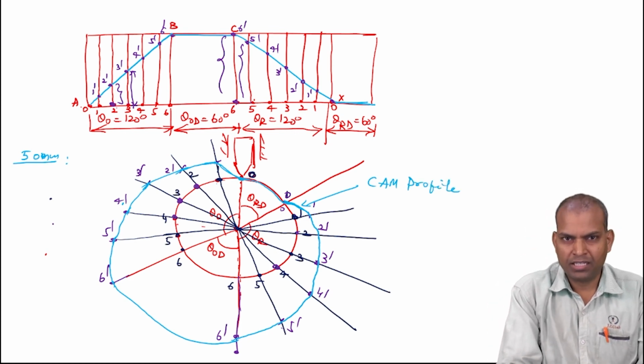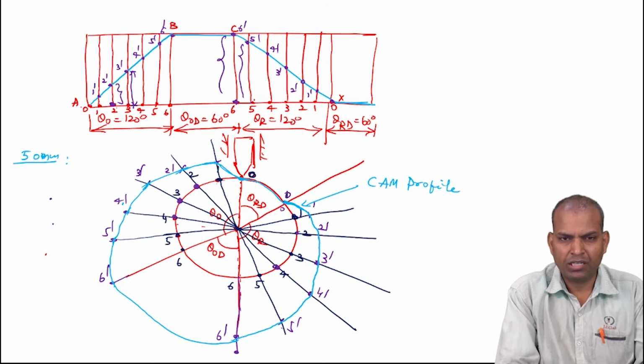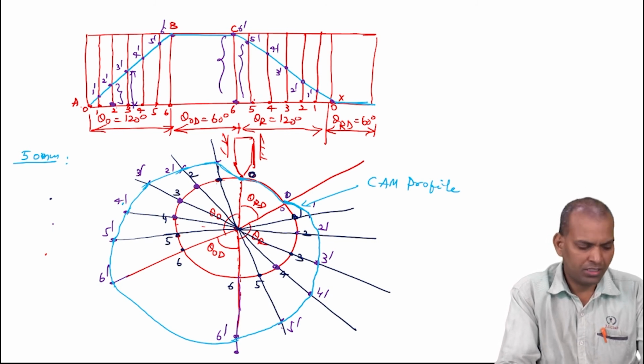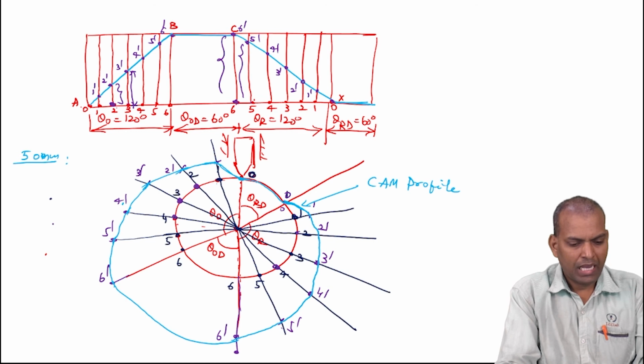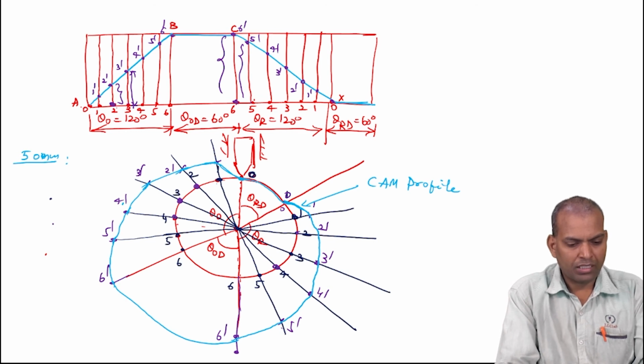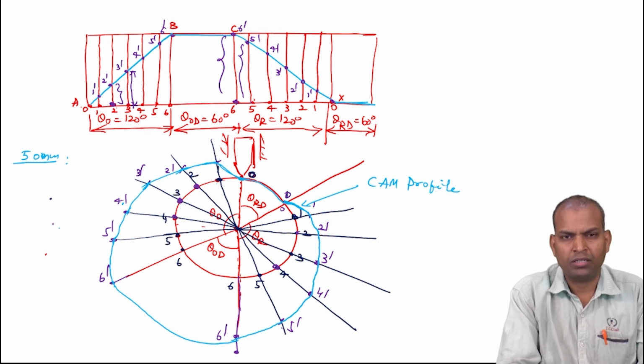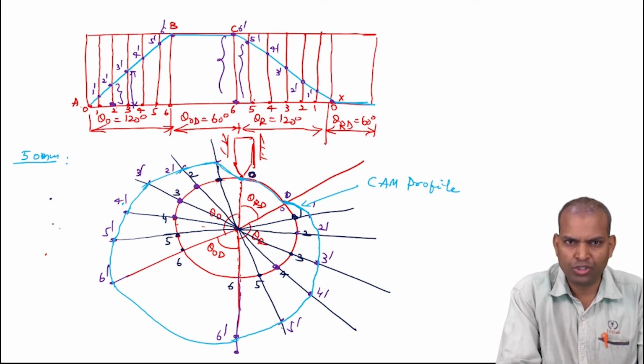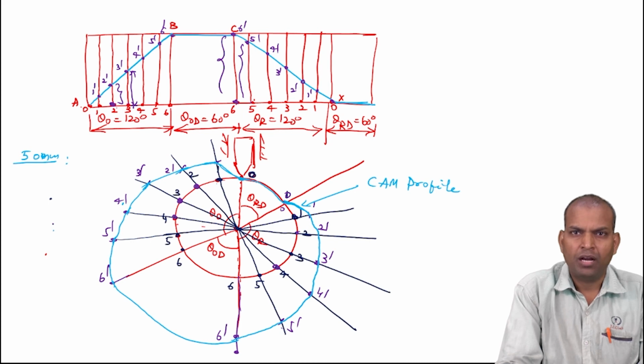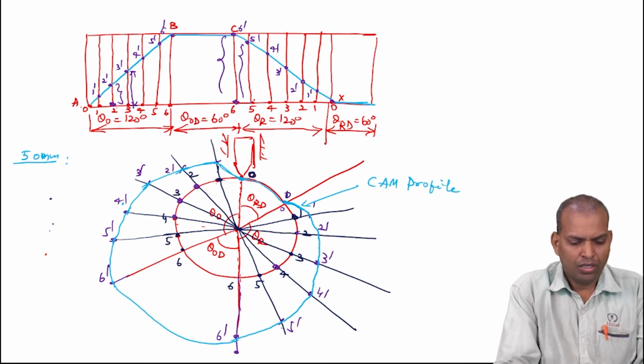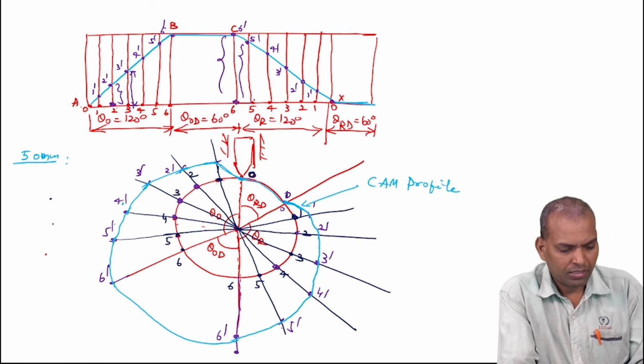Under the given conditions, the type of the follower is a knife edge follower, and the motion of the follower is uniform velocity motion during the outward stroke and return stroke.